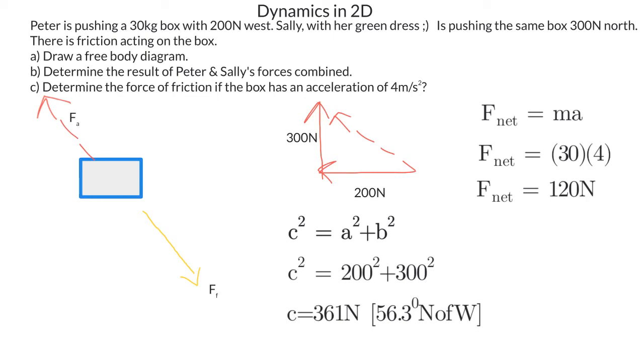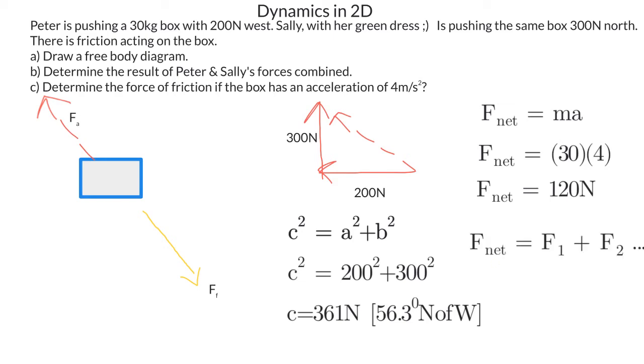Okay. So what we can do now is that we can see that Sally and Peter together are pushing with 361 newtons, but the box is acting as if there's only 120 newtons. So where does that extra amount go? They're pushing with 361, but it's only as if they are pushing with 120, or it's accelerating as if it's 120. That extra amount has to go into the force of friction. So now what we can do is we can use our other equation for F net, that it's all the forces combined, and we can try to figure out what that friction force is.